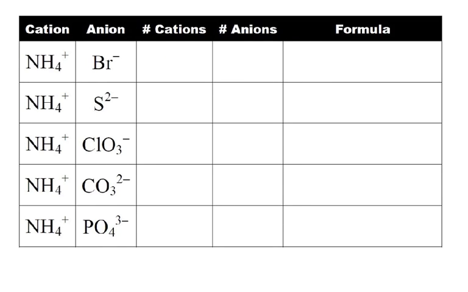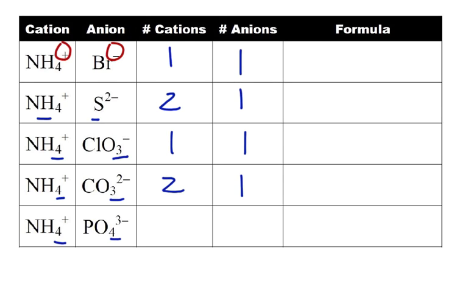Let's try another set. Now this time, my positive ion is not quite so simple. It has several letters. It's a polyatomic ion. But again, we are just concentrating on the charges. So the 4 has nothing to do with it. It's just got a +1 charge. So I have 1 and 1, so I'm going to need 1 and 1. This one here is 1 and 2, so I'm going to need 2 and 1. 1 and 1, I'll need 1 and 1. Positive 1, minus 2, so I'm going to need 2 and 1. And 1 and 3, so I'm going to need 3 and 1.